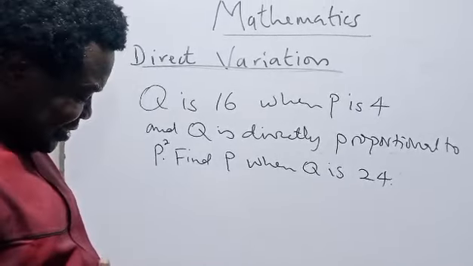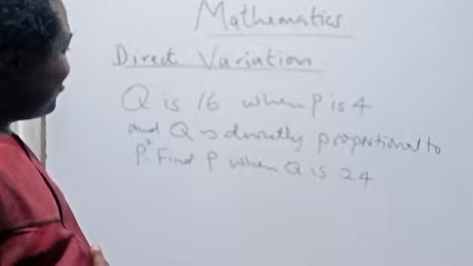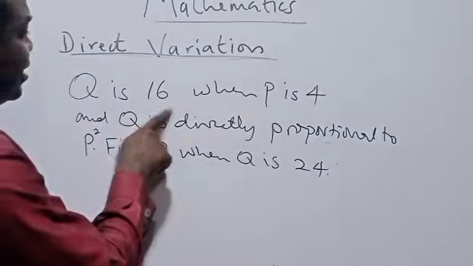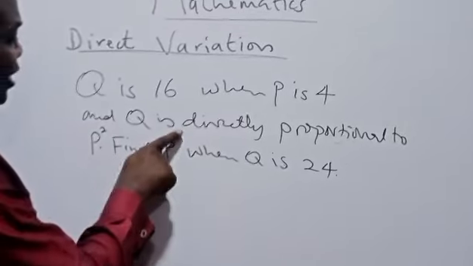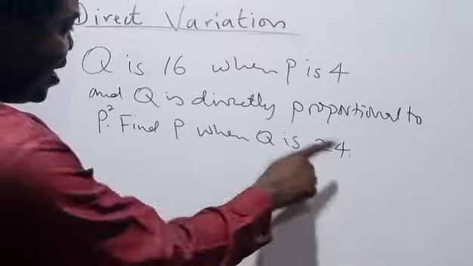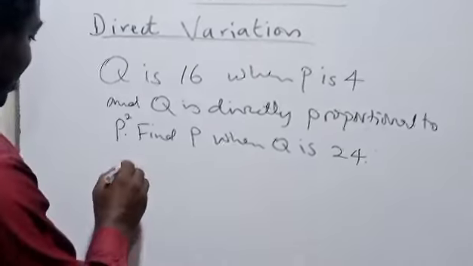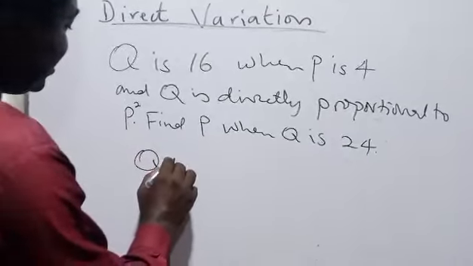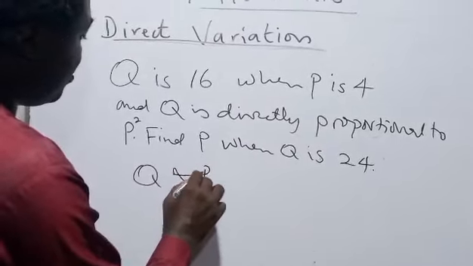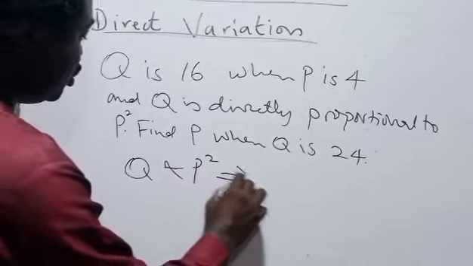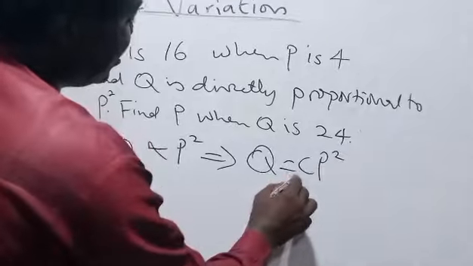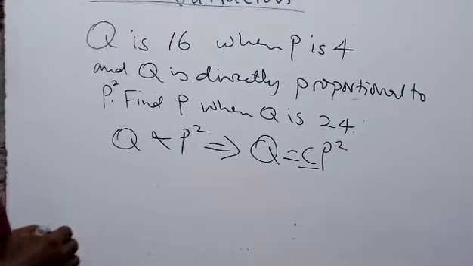Hello, friends. In our class today, we are treating direct variation, and the question says Q is 16 when P is 4, and Q is directly proportional to P squared. Find P when Q is 24. Q is directly proportional to P squared, which shows that Q equals CP squared. This C is called the constant of proportionality.